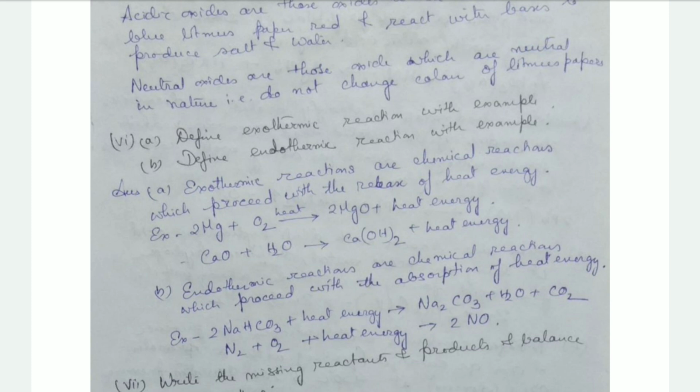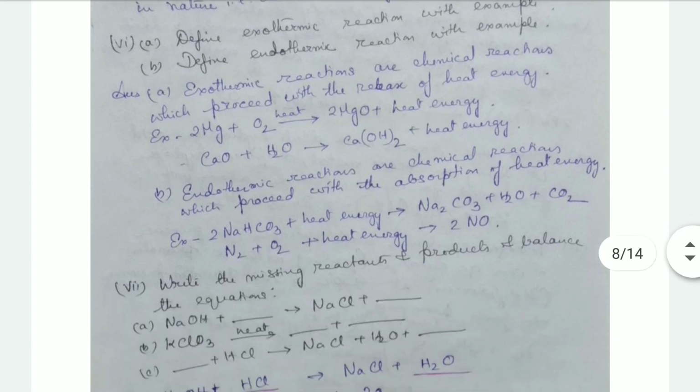Then endothermic reactions are chemical reactions which proceed with the absorption of heat energy, the opposite of exothermic. For example, sodium hydrogen carbonate absorbs heat energy to decompose into sodium carbonate, water and carbon dioxide. Even nitrogen combining with oxygen in the presence of heat energy forms nitrogen monoxide.